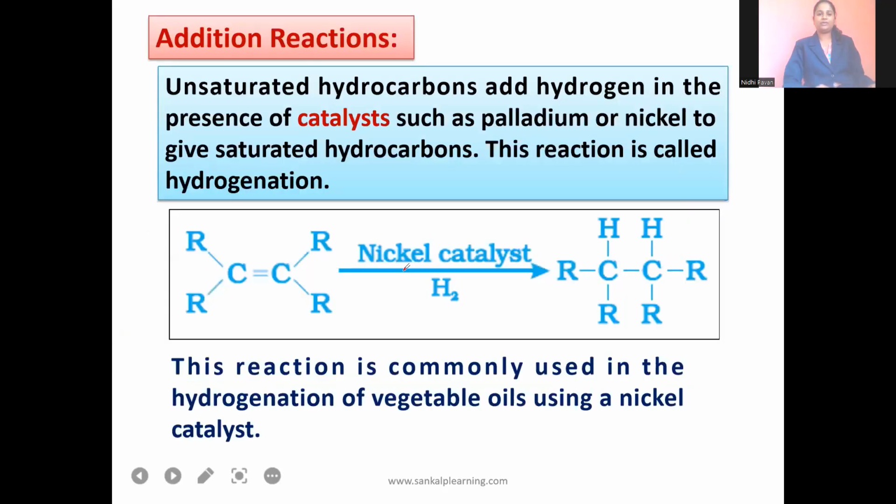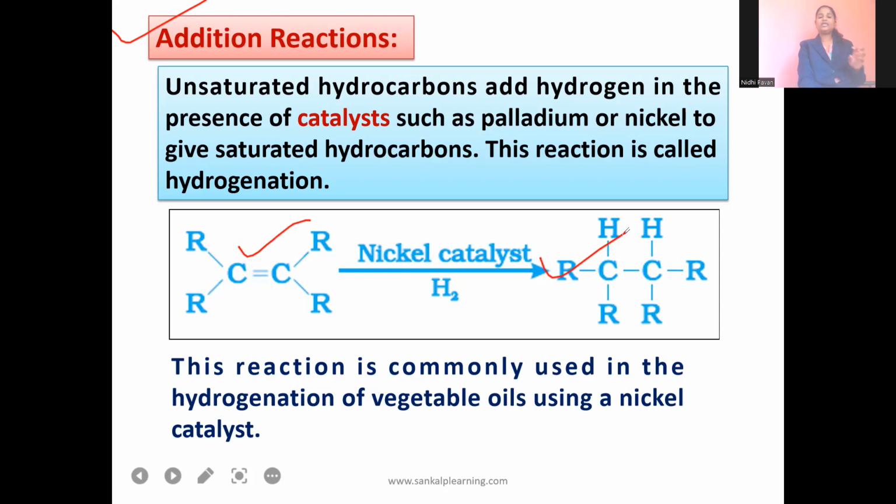Next one, addition reaction. As the name indicates, addition means adding. Unsaturated hydrocarbons means hydrocarbons which have a double bond or a triple bond between the carbon atoms. Such unsaturated hydrocarbons add hydrogen in the presence of catalysts like nickel, palladium, etc. This reaction is called hydrogenation. Here, unsaturated hydrocarbons are converted into saturated hydrocarbons.